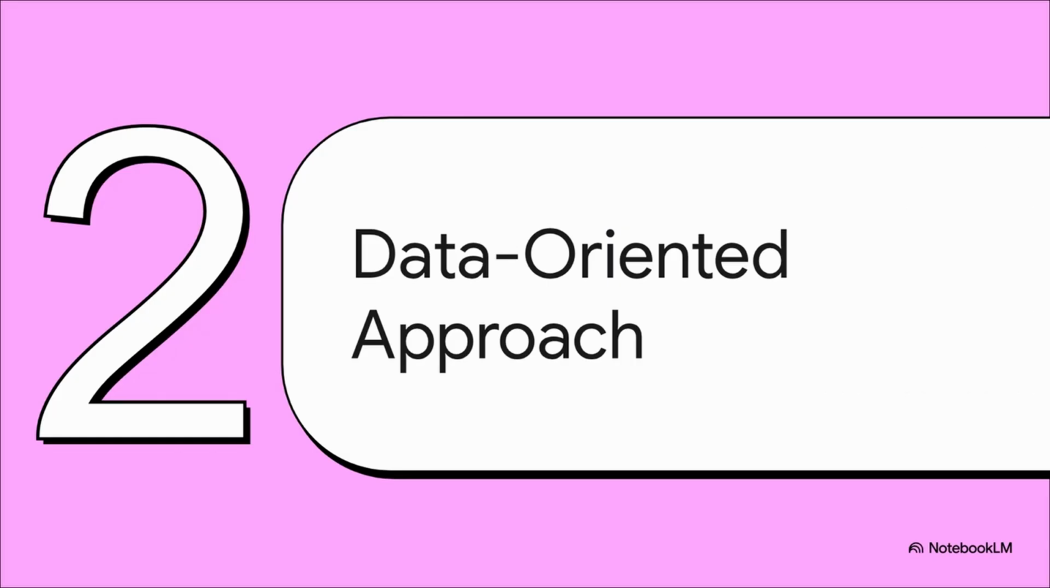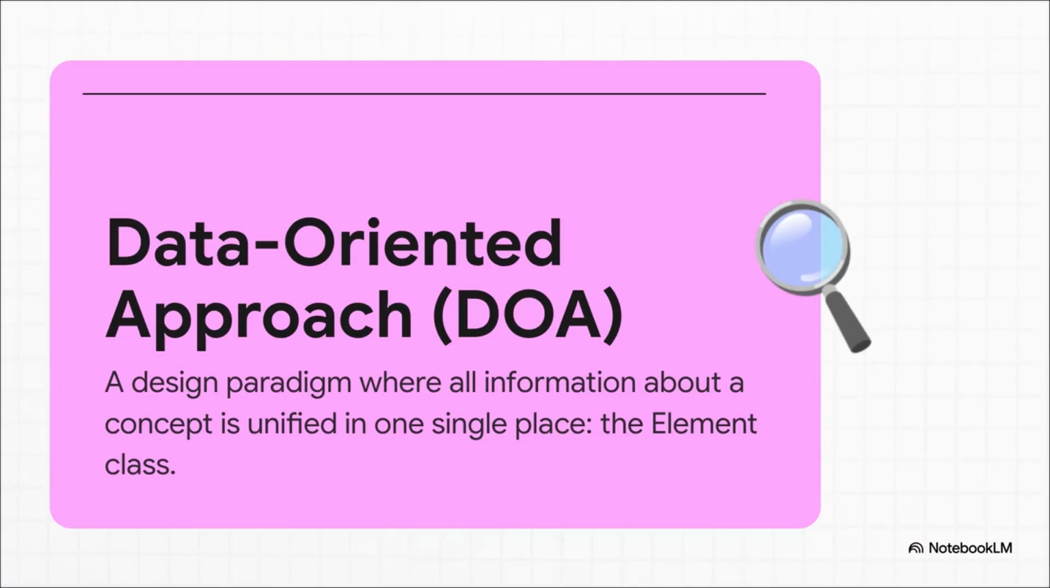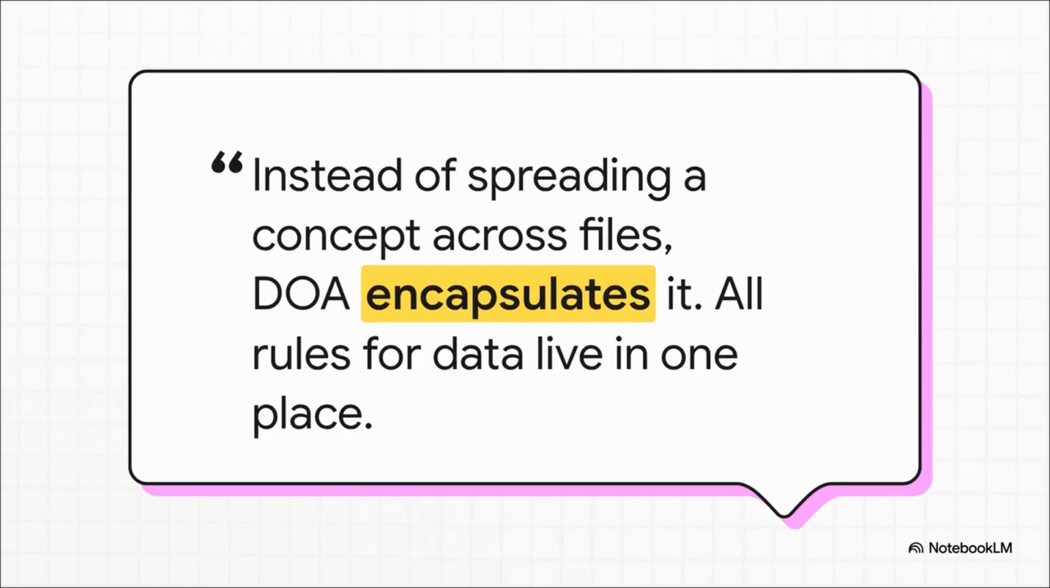So you're probably asking, how is that even possible? Well, it all comes down to a totally different philosophy, a new way out of the maze. It's called the data-oriented approach, or DOA for short. Now, the core idea behind DOA is actually super simple, but it is so powerful. Instead of scattering the DNA of a concept, like a user or a product, all over the place, you unify it. Everything the system needs to know about that thing lives in one central spot, this special kind of object they call an element.